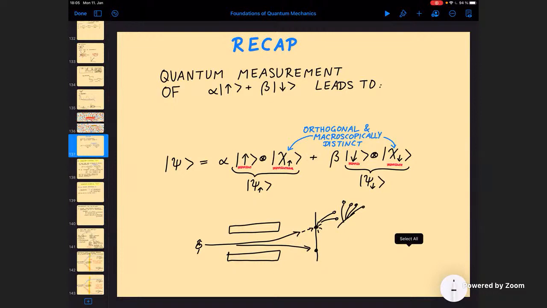So we came to this notion of irreversibility. And that seemed to be an important aspect, and I discussed this at quite some length, at least in examples, to make it clear to you that it is usually very difficult to undo this measurement.